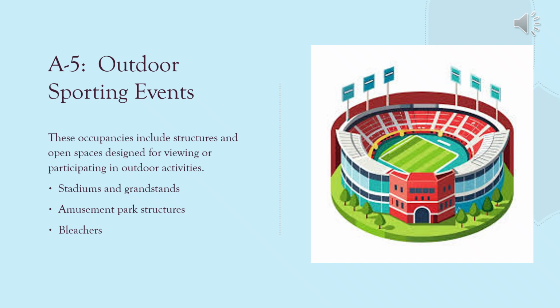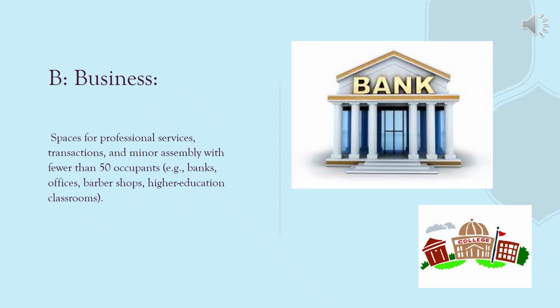And A5 is outdoor sporting events. Type B is your business occupancy. These are spaces for professional services, transactions, and minor assembly with fewer than 50 occupants. The 50 occupant is a key number to remember. So we're talking about banks, offices, barbershops. Higher education classrooms are type B.